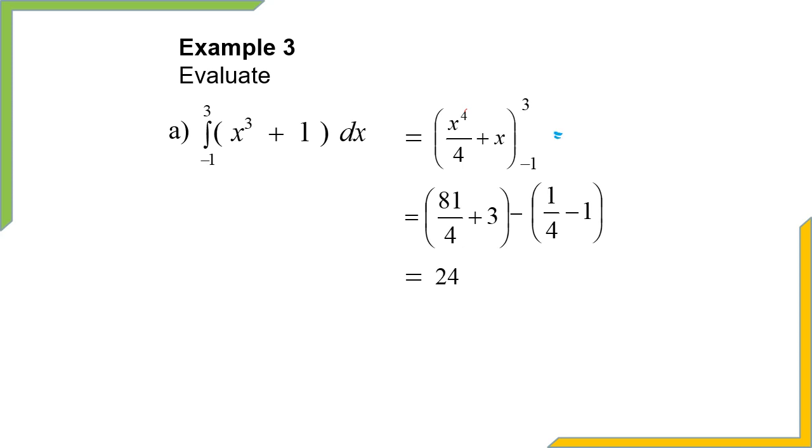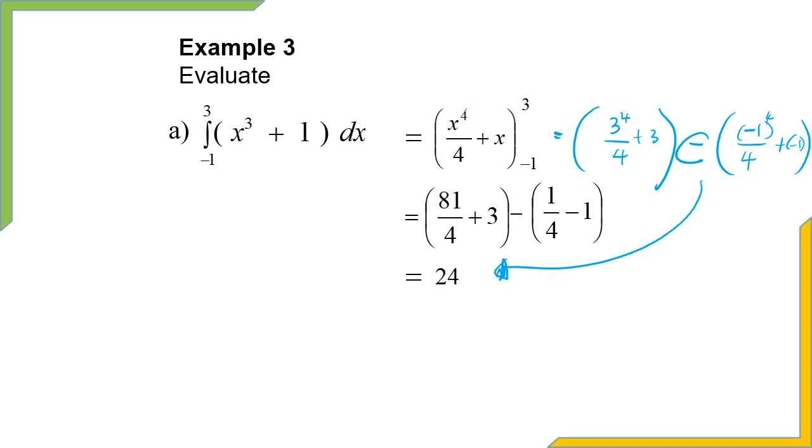So the steps should be: substitute the upper limit, and then substitute the lower limit, and then subtract it. Okay, so you can just directly calculate using your calculator and then directly you get the answer.